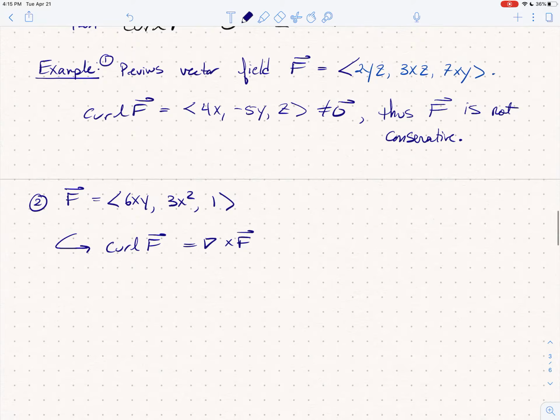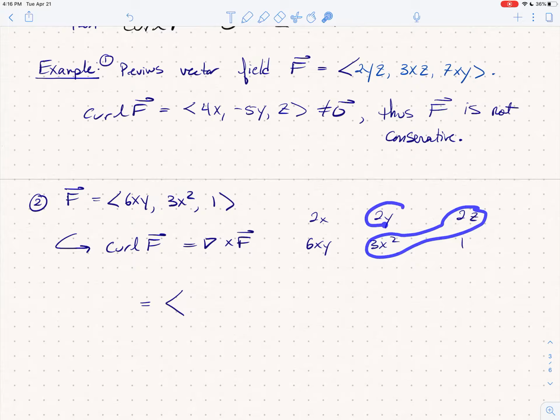Okay, so let's do another example. Let's work out this one. So here's my F, and the curl of F we already know the formula for. Let's actually evaluate it again. So I'm going to write my partial x, partial y, partial z. I'll write 6xy, 3x squared, and 1. And so now I can compute the curl of F, and I get partial z of this guy, which is 0, minus partial y of this guy, which is 0.